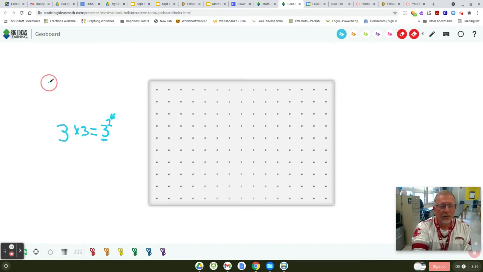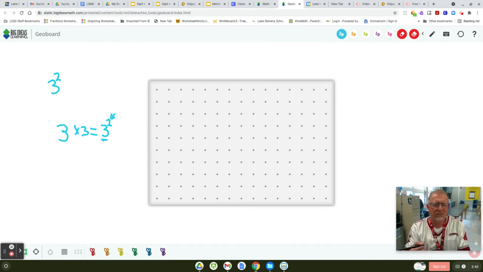So if we have 3 with an exponent of 2, 3 to the second, there's another way that people say that. Do you recall what it is? You can maybe ask somebody right now, what happens when the exponent is a 2? What do we call it? You got it? We call it squared. We say that's 3 squared.